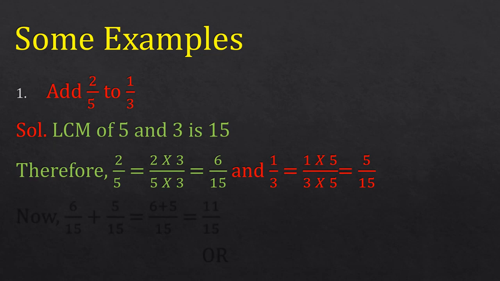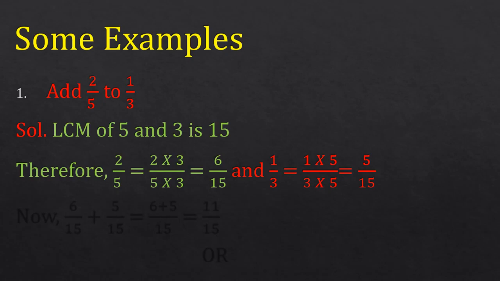Now take the second fraction, which is 1 upon 3. Now we will convert 1 upon 3 into an equivalent fraction whose denominator is 15, because we have taken the LCM as 15. So for both fractions, we have to convert the denominator into 15. 3 5s are 15, so we will multiply the numerator also by 5. 1 5 is 5. So our equivalent fraction of 1 upon 3 is 5 upon 15.